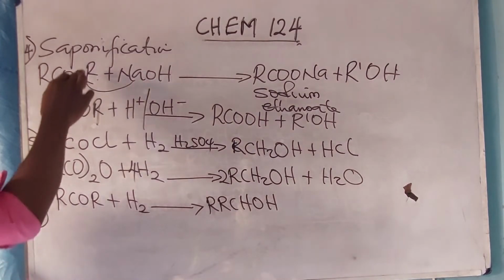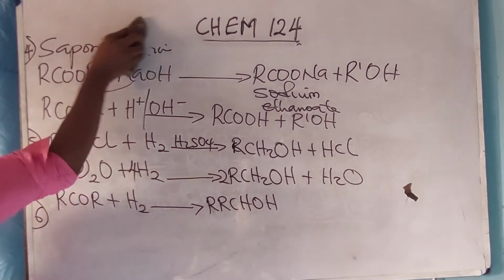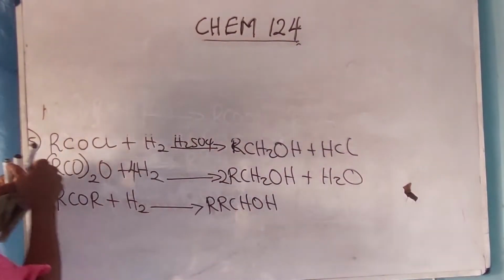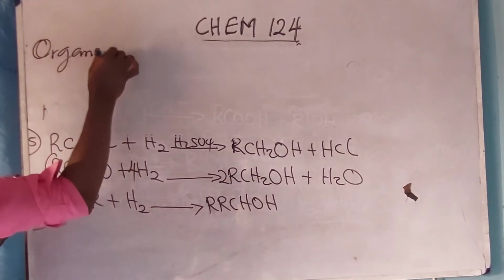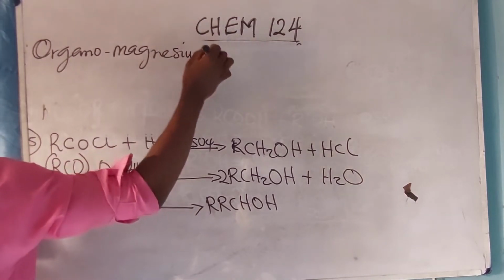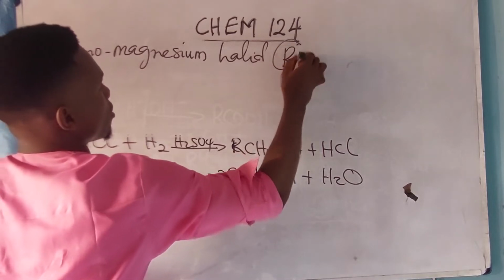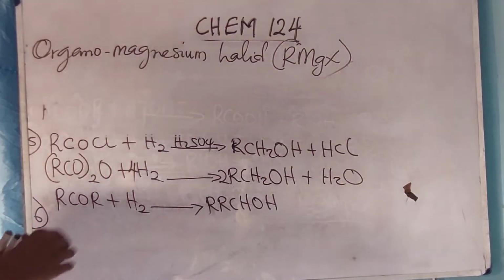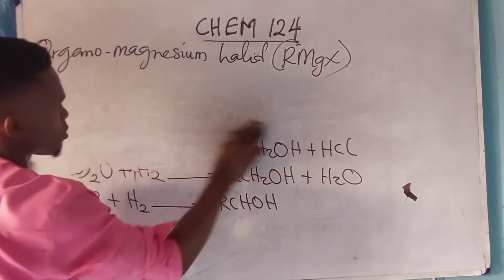It is also produced from Grignard reagents. You know Grignard reagents. Okay, let me take it up, please. Grignard reagent is an organomagnesium halide. Organomagnesium what? Halide. Now this halide I said could be chlorine, bromine, or what? Iodine, as the case may be.